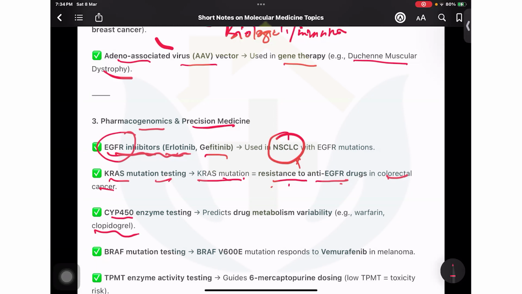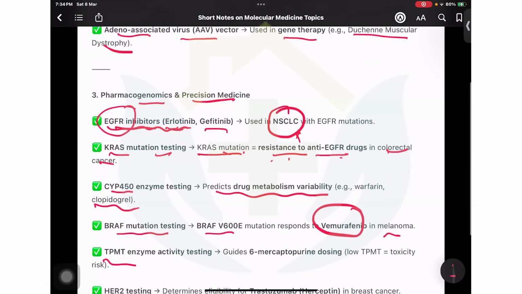Because the patient has a defective cytochrome P450. So the metabolism variability can be predicted if you can check cytochrome P450. Same way BRAF mutation testing. Why? Because BRAF mutation, if present in melanoma, is an indicator that it will respond to a drug known as vemurafenib. Then TPMT enzyme, everybody knows it.